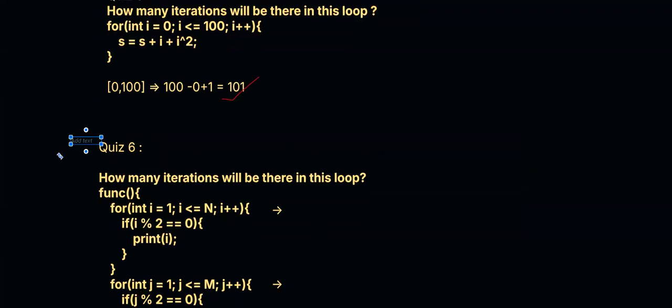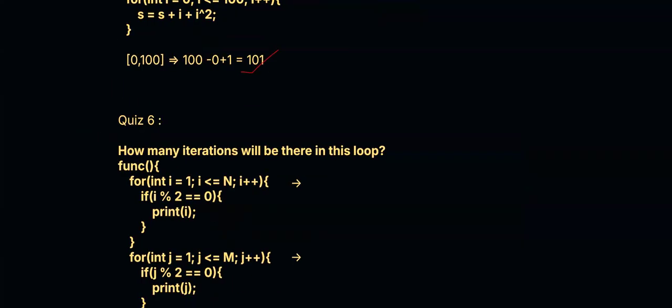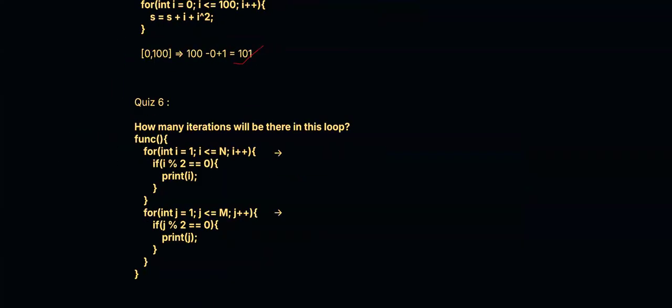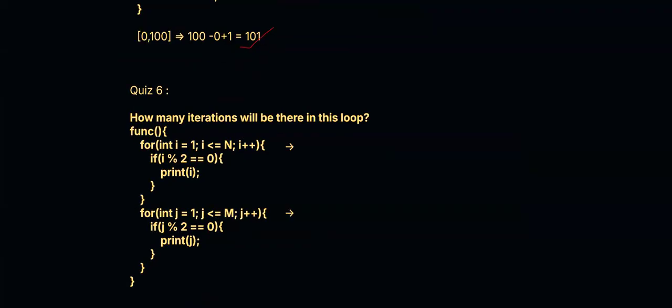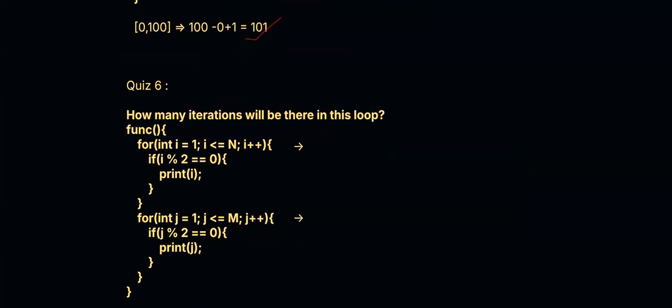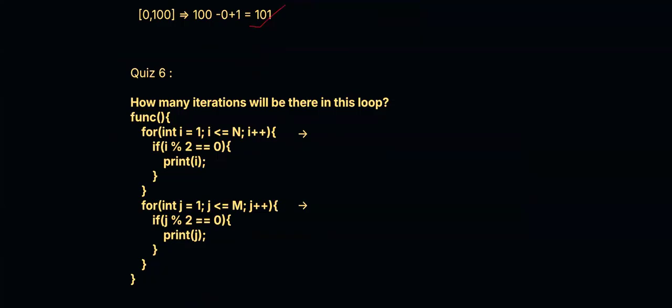Now the next quiz, number 6. Okay, this is a little bit tricky. So please check properly and then answer it. How many iterations will there be in this loop? There are two for loops. One loop starts from 1 to n and the other one starts from 1 to m. So please give the correct answer.